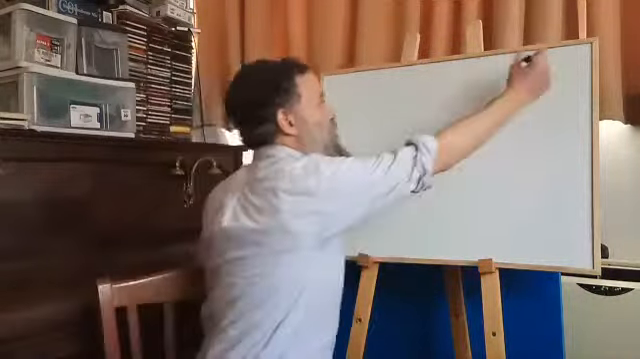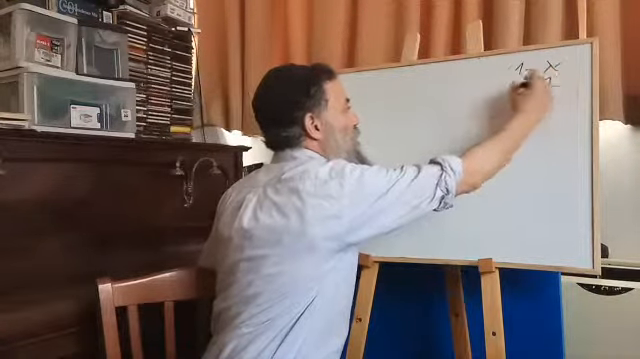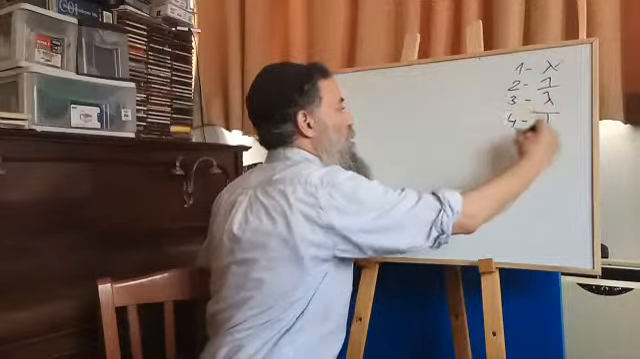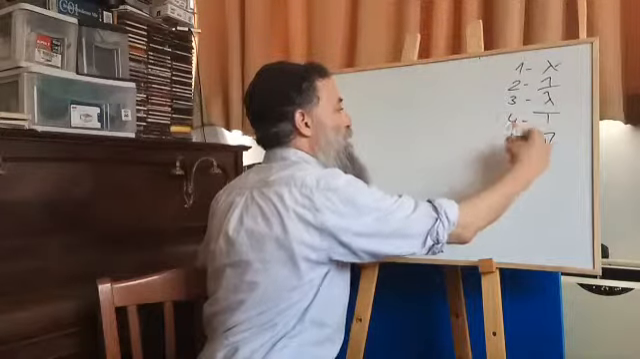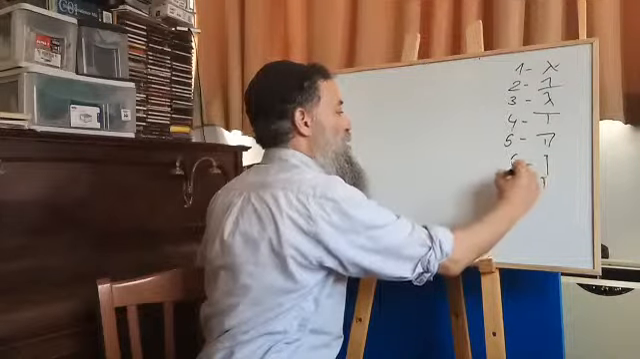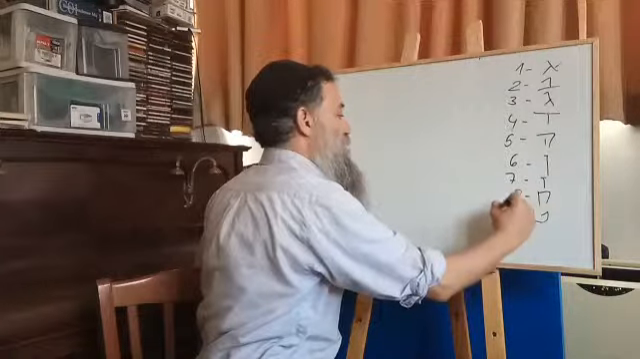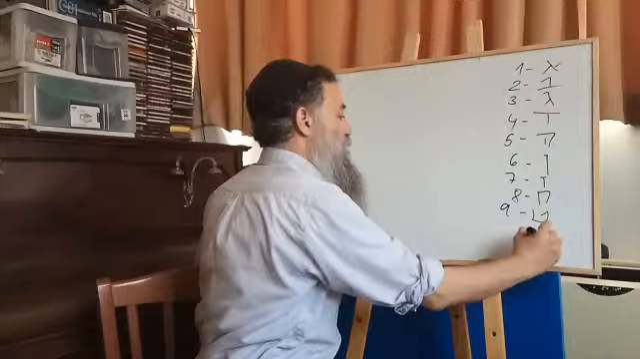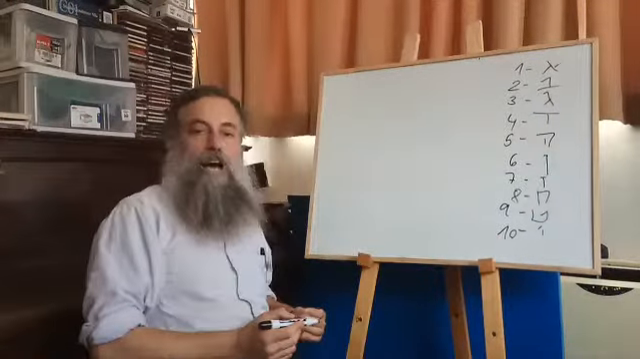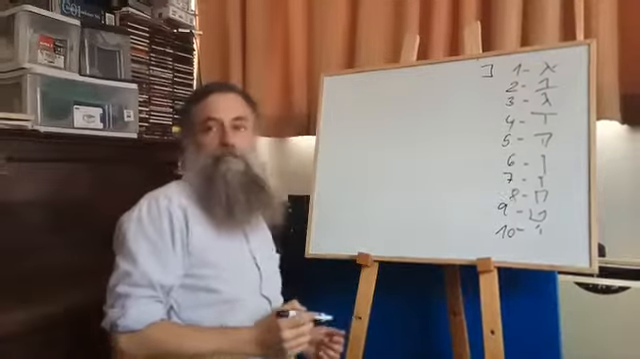So we have the letters of the alphabet, and Aleph is 1, Bet is 2, Gimel is 3, Dalet is 4, Hey is 5, Vav is 6, Zayin is 7, Chet is 8, Tet is 9, and Yud is 10. Now the next letter, Kaf, that's not 11, but 20.